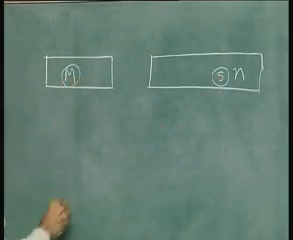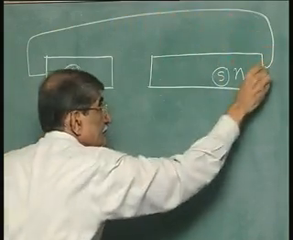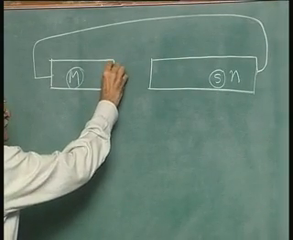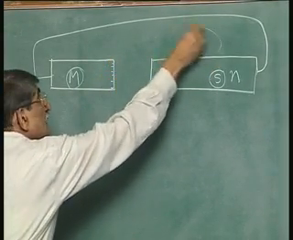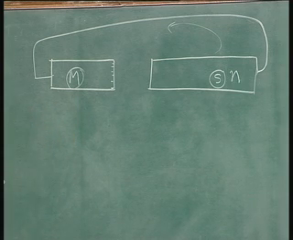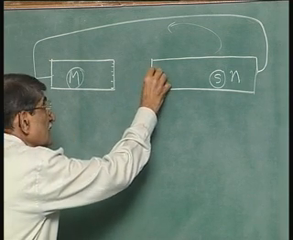This is metal. I have connected them together. So what has happened is this has acquired negative charge because of transfer of electrons from there to here to equalize the Fermi level. Now, this has plus charge.